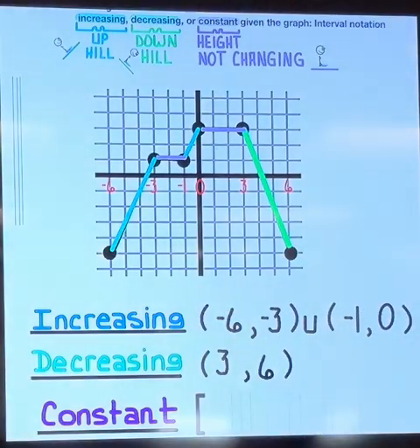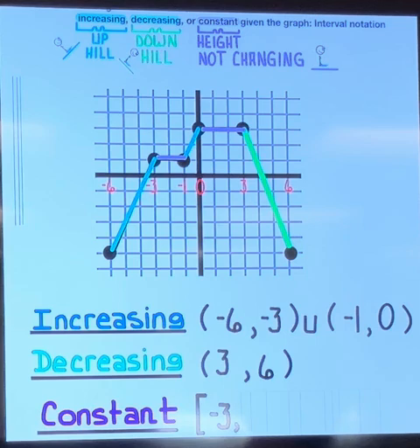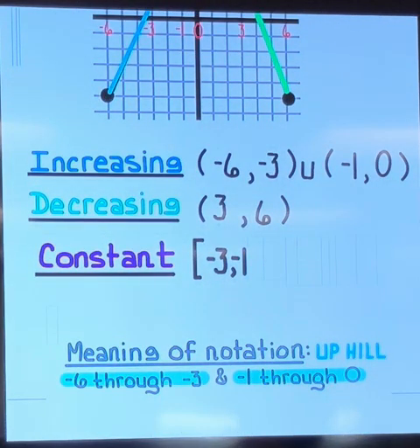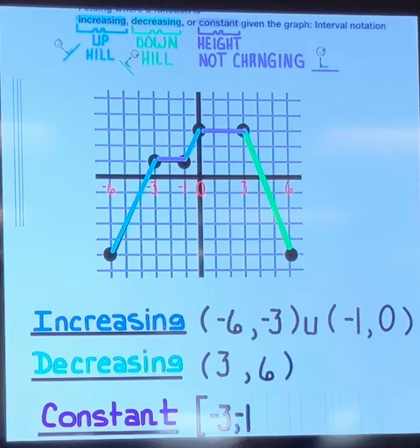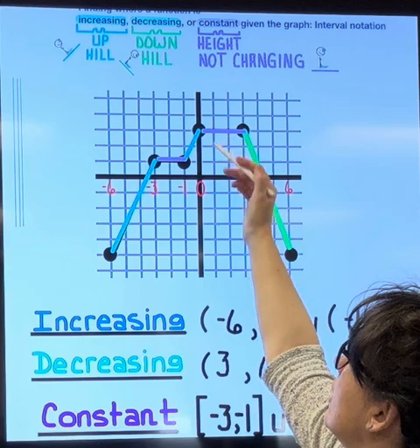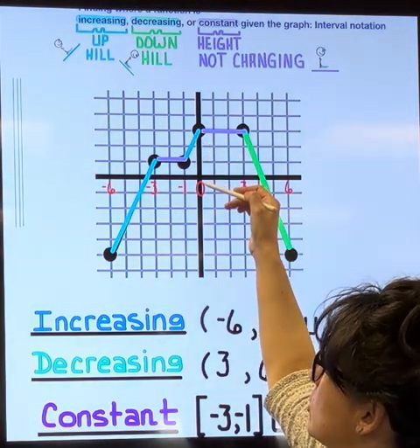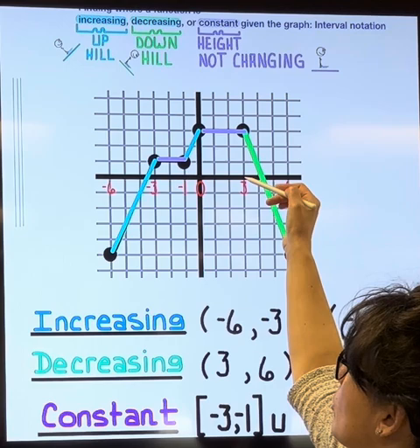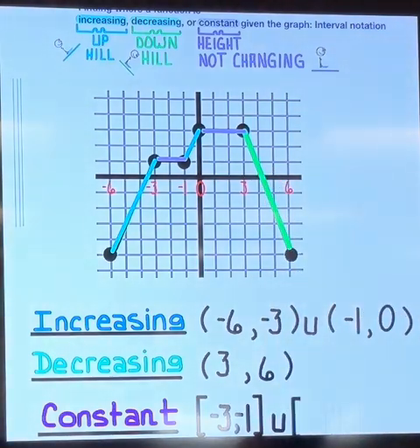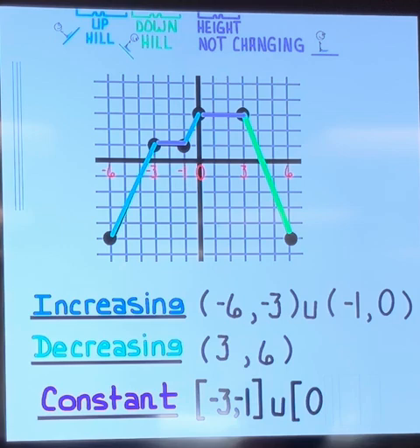So bracket -3 through -1. Missing a little negative there. Let's fix that. Okay, and then bracket union, and then we're constant from here to here. So look at the x-axis. Right here goes with 0, and right here it goes with 3. So it is from 0 through 3 bracket.